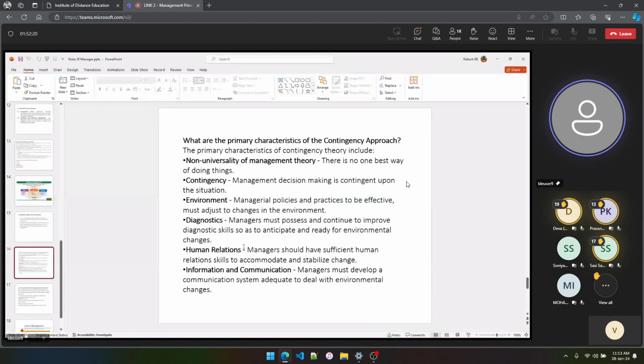Okay. Human relations. Managers should have sufficient human relations skills to accommodate and stabilize change. This is very, very important. Okay. For any manager, the HR skills are very important. HR skills are not limited to the HR department. The HR department has thousands of roles. Okay, that is different. Whereas every manager... you may ask, why, sir, there is an HR department, they can look into it. It's not the case. On a day to day basis, an HR person will not be next to them looking after everything.